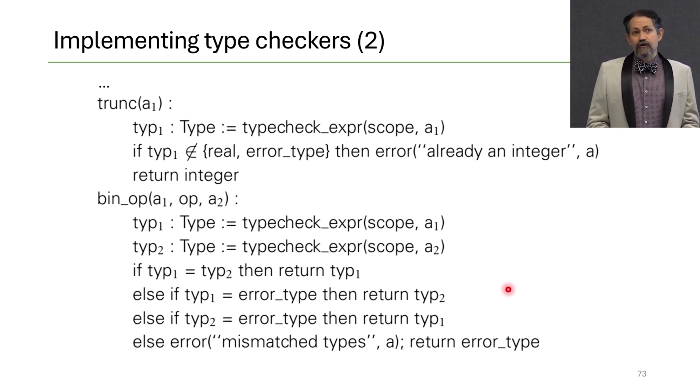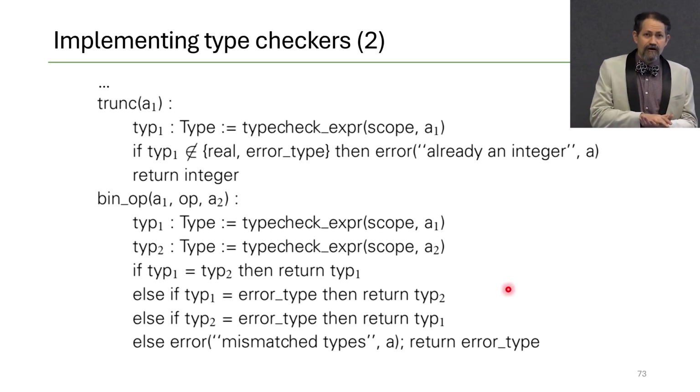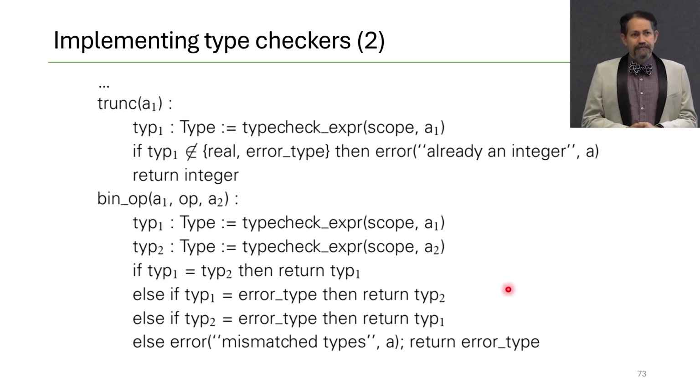Otherwise, if one of those is an error type, we'll return the other one, assuming that when the user fixes the error, that will be the type of the expression. Otherwise, maybe the two sub-expressions did type check, but at different types, and so we'll raise a mismatch type error and return the error type.